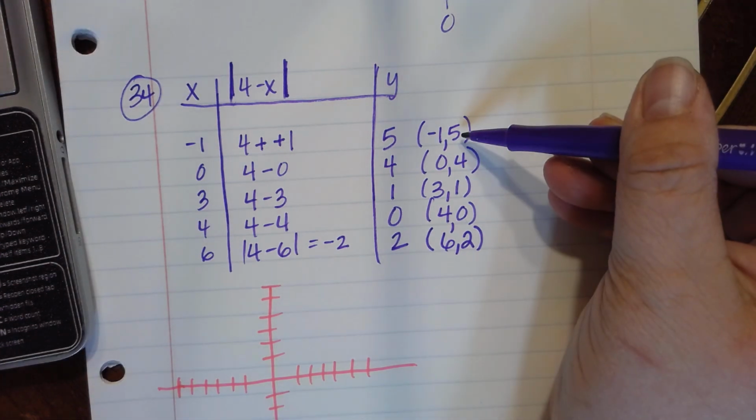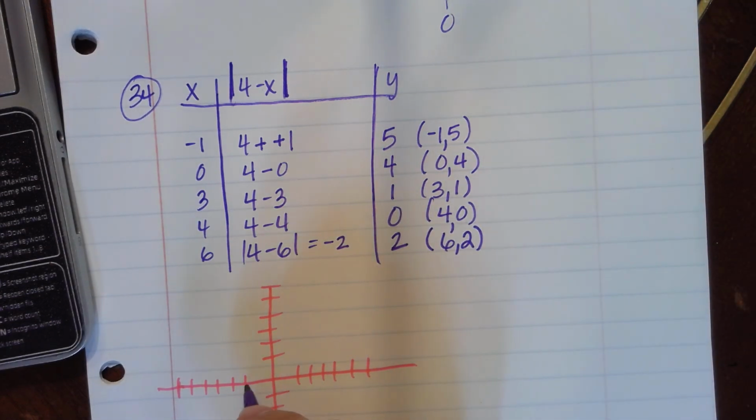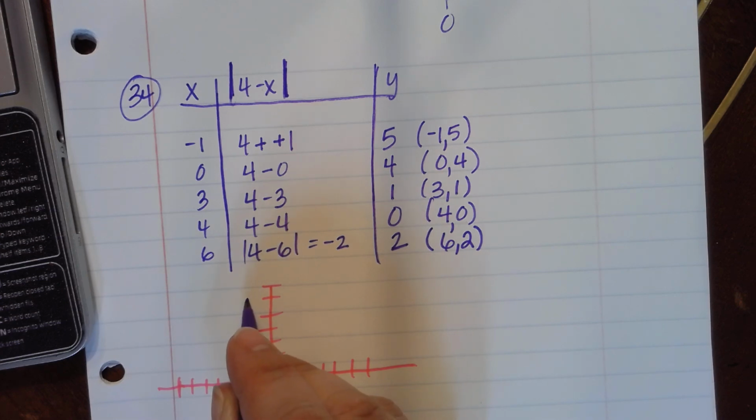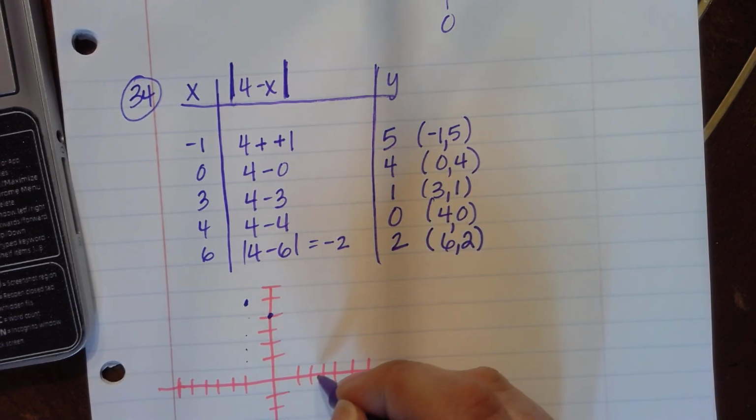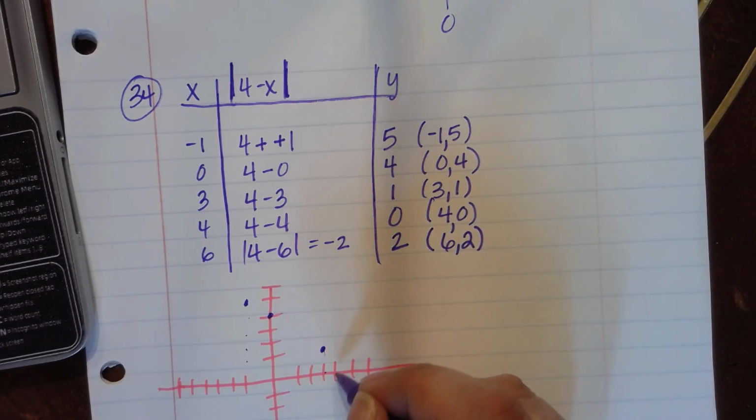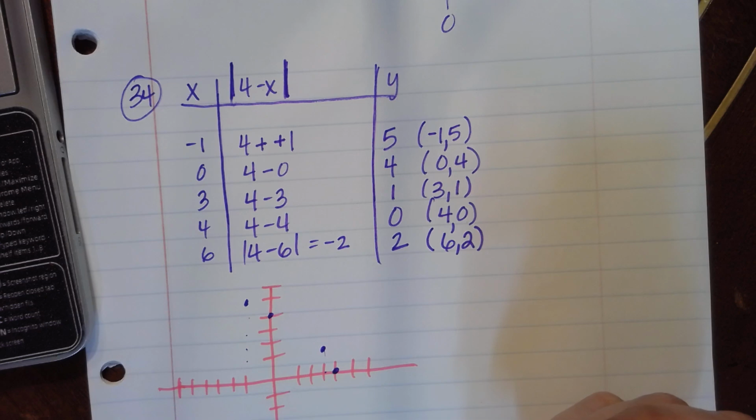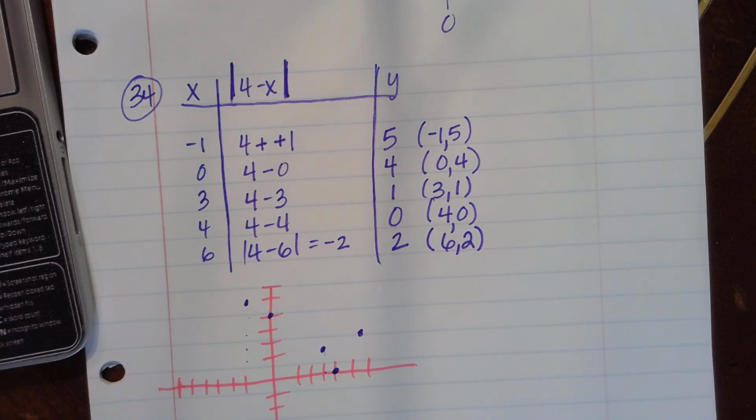So I'm just going to take all of these coordinates and plug them in. So for negative 1, I go negative 1, up 1, 2, 3, 4, 5. Then at 0, I go up 1, 2, 3, 4. So I'm just, you know how to chart these. I'm going to put them in. I'm going to go 3, 1, 4, 0, and 6, 2. So your graph should look something like this.